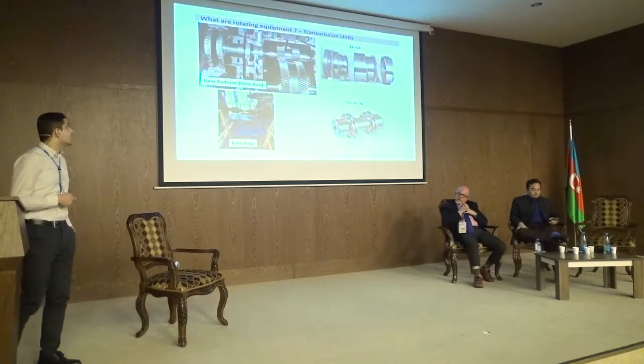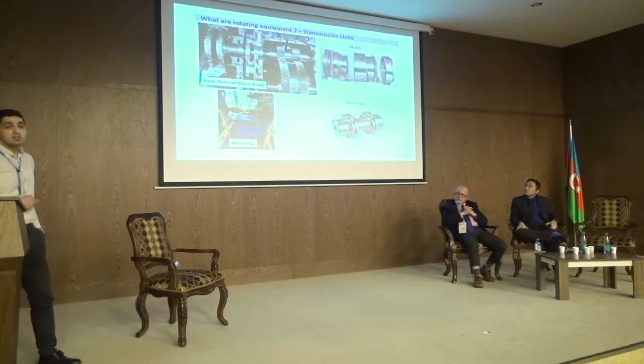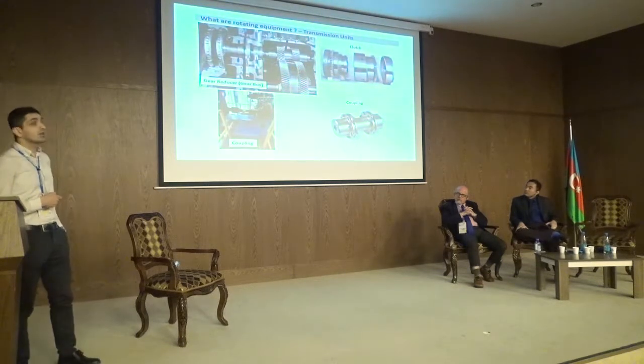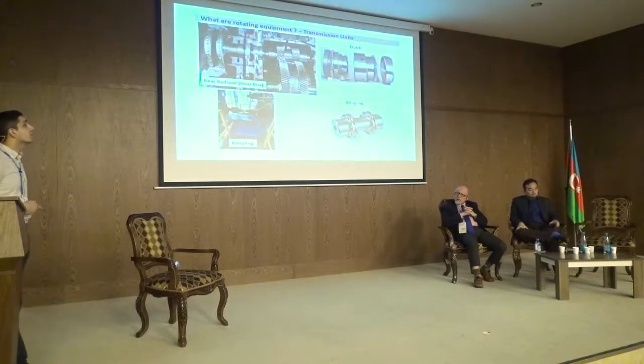And of course, we have the transmission units between the driver and the driven machine. The speed increasing gearbox or speed decreasing gearbox is a good example. Then we have the clutch, which is meant to engage or disengage the driver from the driven machine. And then we have the typical couplings, yeah?